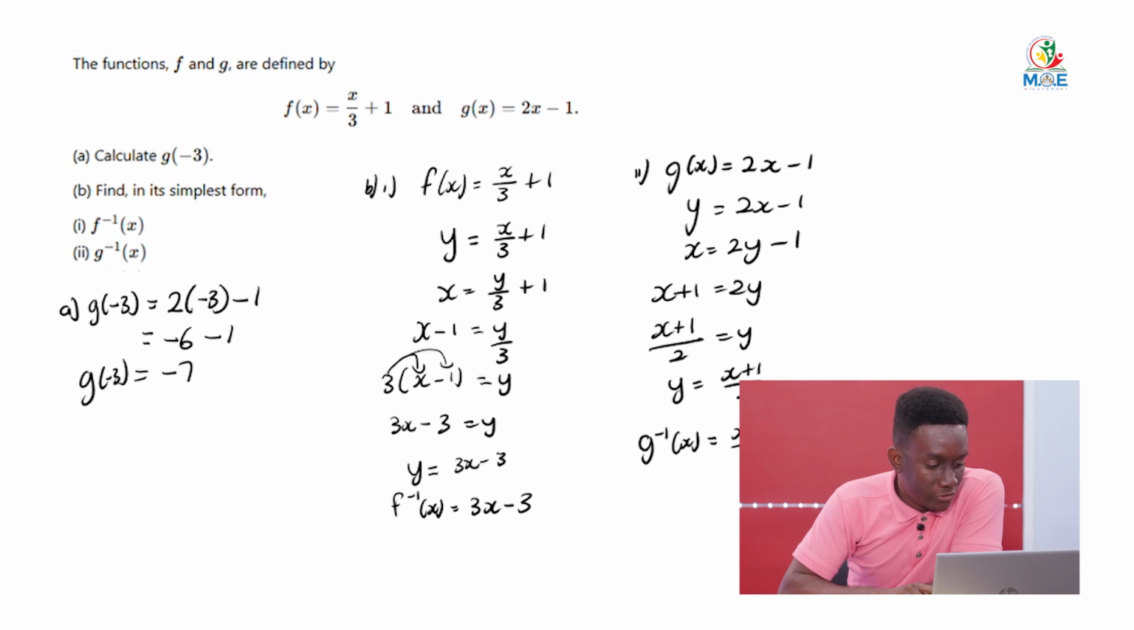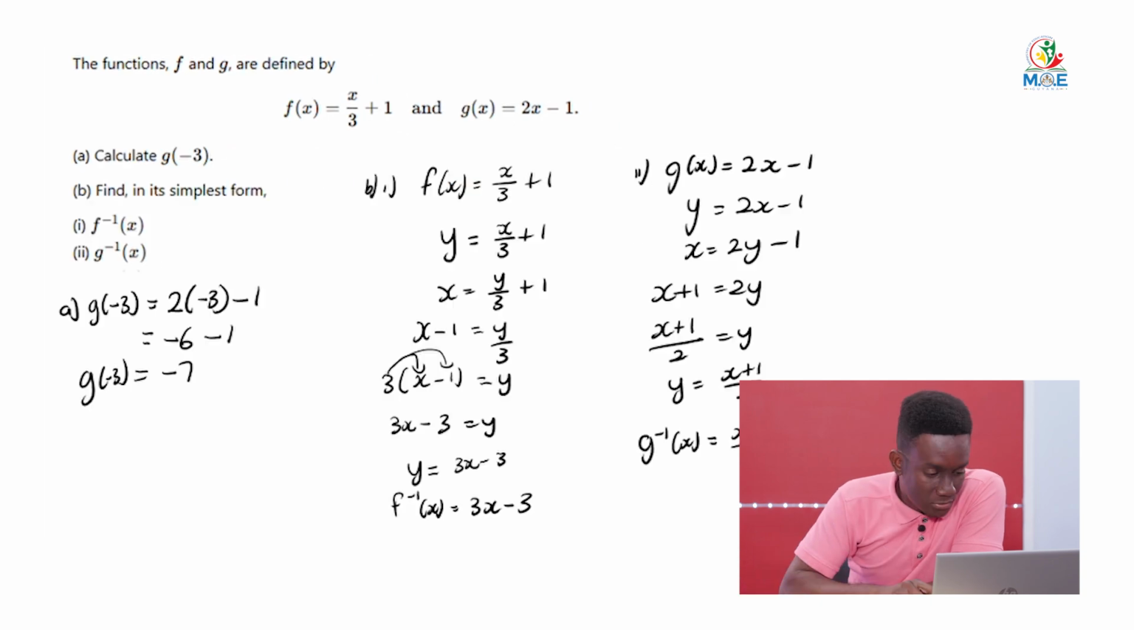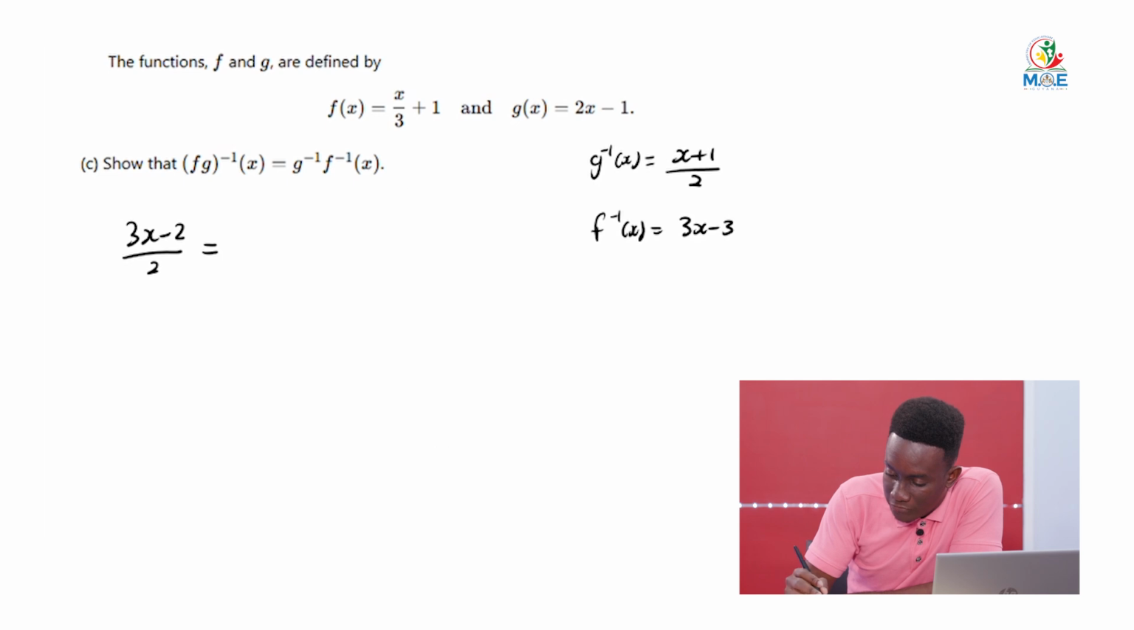We found g inverse of x to be (x plus 1) all divided by 2. And then we found f inverse of x to be 3x minus 3. So we basically want to put the function f inverse of x into the function g inverse of x. So we're taking this function and we're putting it inside of this function. We want to show that it's equal to this here.